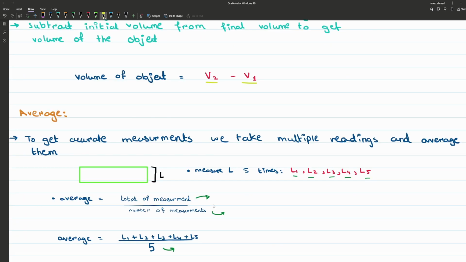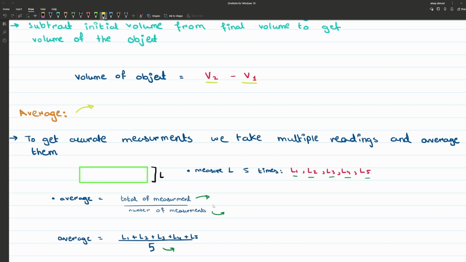Another very important concept in this chapter is average. Now if we take a measurement, it is very possible that the first measurement we take or the second measurement we take might be inaccurate due to human error. So what we want to do is take a bunch of measurements and then average them.